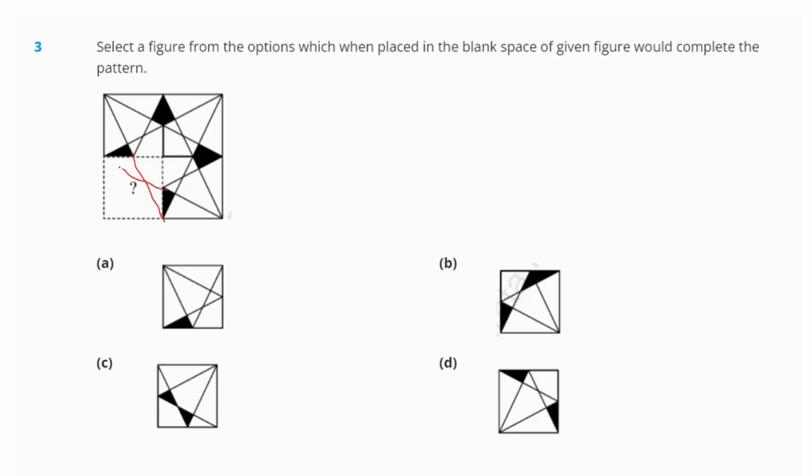Now this line will join here. This is a shaded part, and this will join here and this will join here. Now we have to find the shaded part. These both are not shaded part. This will be shaded and this will also be shaded. So the correct answer will be option number D. So option D is the correct answer.